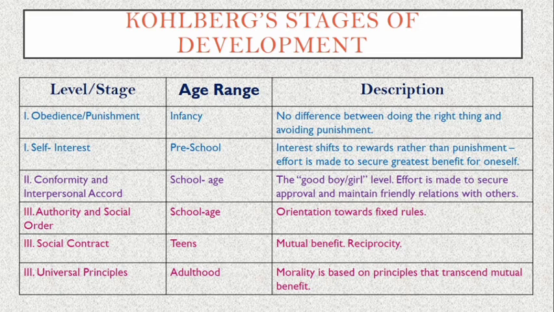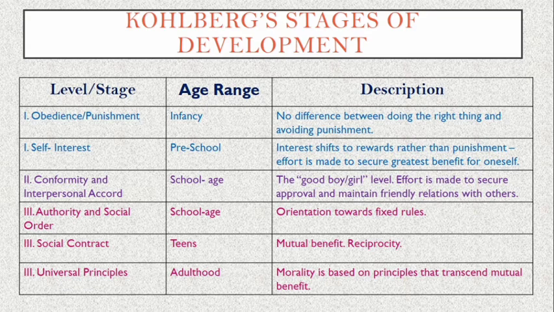Next is the conformity and interpersonal accord. So school age po tayo. The child starts, according to description, the good boy or girl level. Effort is made to secure approval and maintain friendly relations with others. So the child starts to have a harmonious relationship with their friends because they are in the school age. Ito na yung time na nakikipagkaibigan sila, nagkakaroon na sila ng kalaro, at unti-unti na silang nagkakaroon ng social life.